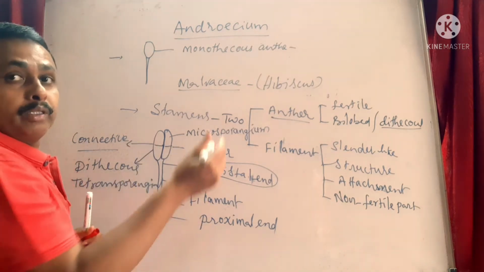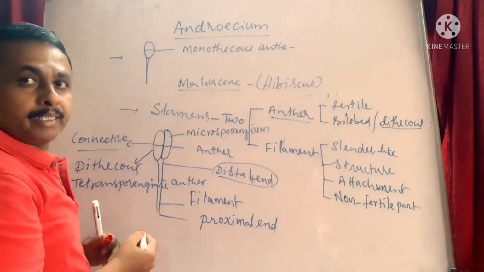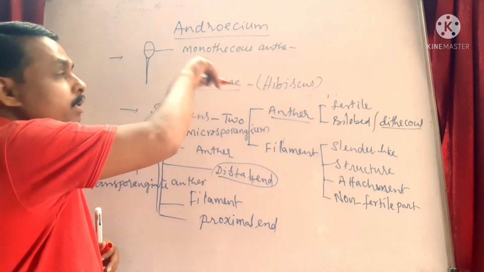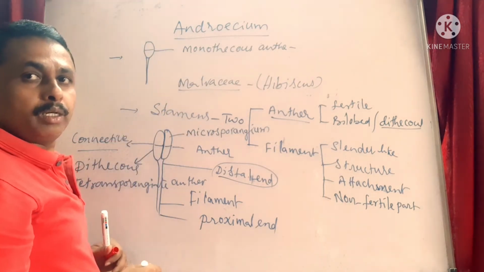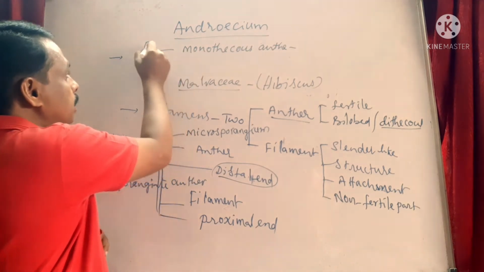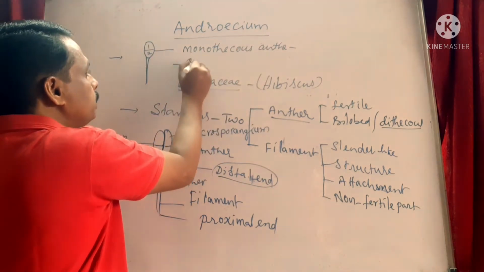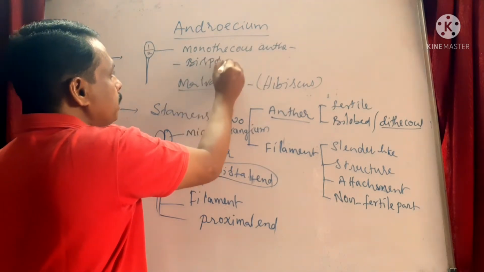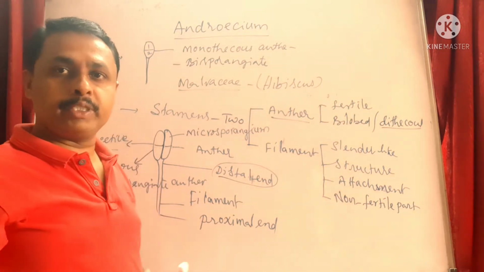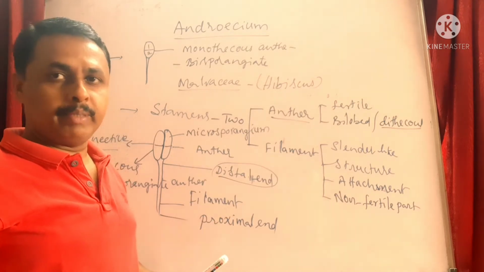Though it is a monothecous anther, usually septa are present internally. Because of the septa, each theca, meaning each lobe, is divided into two chambers. Those are called microsporangia. That's why it is described as a monothecous bisporangiate anther. In the majority of members, the anther is dithecous tetrasporangiate. In Malvaceae members, monothecous bisporangiate anther is seen.